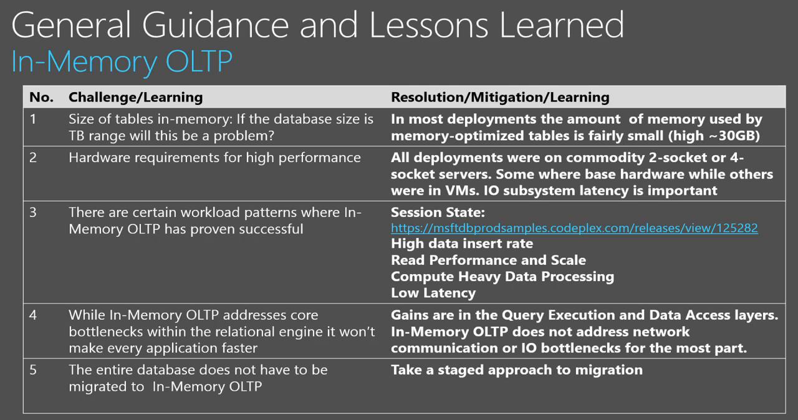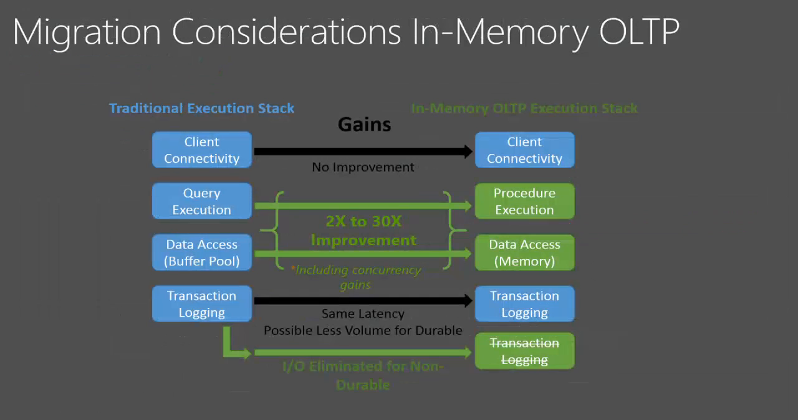And the last consideration or recommendation here is, again, the entire database doesn't need to be migrated to in-memory OLTP. You want to take a staged approach to that migration. So I'll just address the last 2 data points around migration considerations here. On your left here, you have the traditional execution stack. Again, we have client connectivity, query execution, the buffer pool, in essence, data access, and the transaction logging type behavior. So really where you're going to get the gains, in general, say the 2 to 30x types improvements, are in that data access and the procedure execution layers.